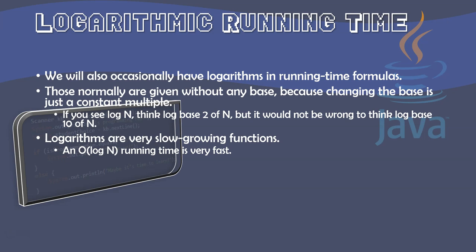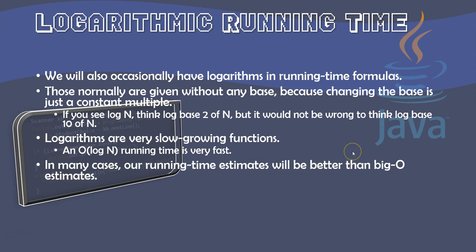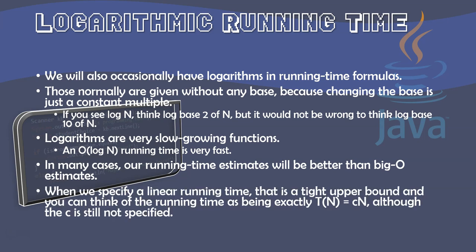And whereas with a big O log n, from the runtime perspective, they're going to run very fast because their growth rate is going to start and then it's going to kind of flatten out. In many cases, our running time estimates will be better than big O estimates, because that's how the running time of algorithms works. Now, when we specify a linear running time, that's a tight upper bound. And you can think of the running time as being exactly T(n) = c times n, although that c is still not specified. So this is just more stuff for us to wrap our minds around, how these big O functions look.